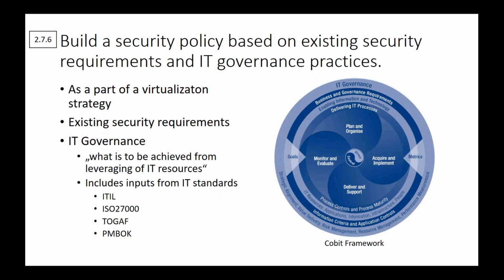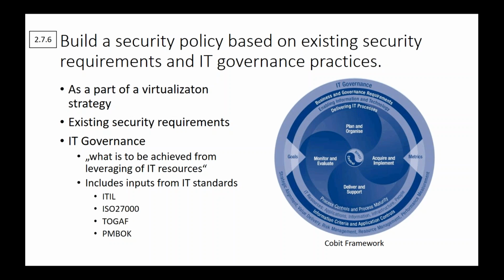Security requirements can include access level specifications, how data should be protected, air gaps or isolations, or any other security requirements. IT governance is best explained as what is to be achieved from leveraging of IT resources. This is a very broad generalization of the definition and leaves a lot to interpretation. The most prominent framework is COBIT, but it helps in linking business goals to IT goals. It has 4 specific domains and 34 processes that might help in explaining IT governance.